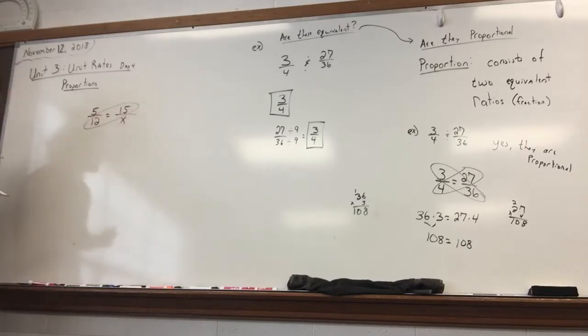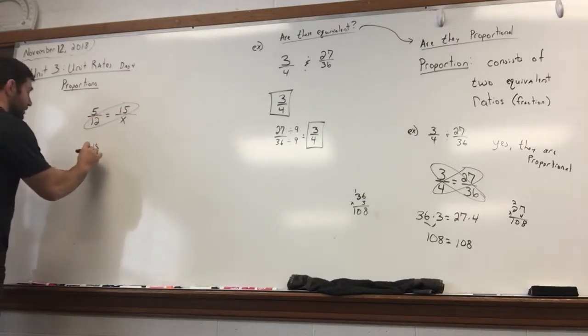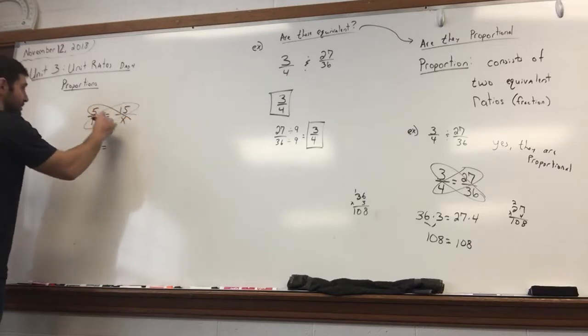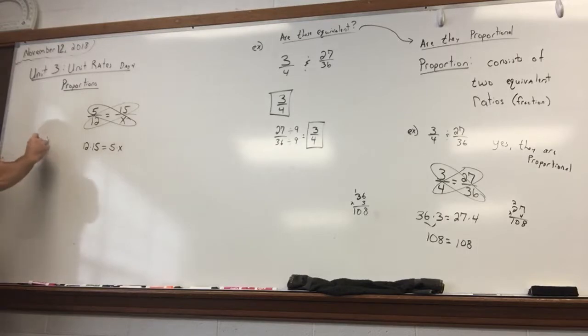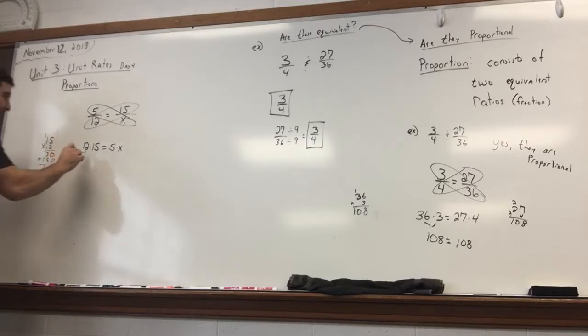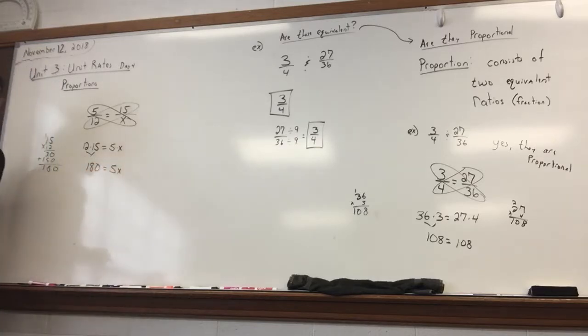And I want to see the equation. So I want to see 12 times 15 equals 5 times x. So 2 times 5 is 0, 1, 2, 3, plus 0, 5, 1. So that gives me 180 equals 5x.